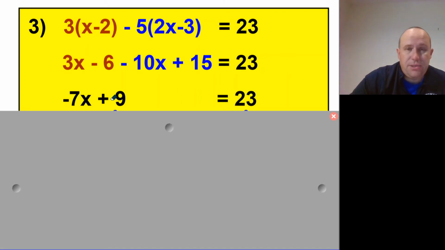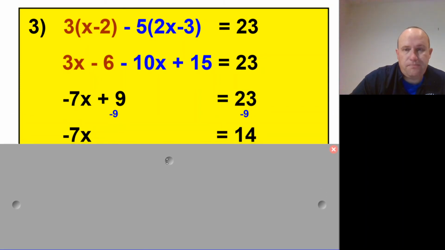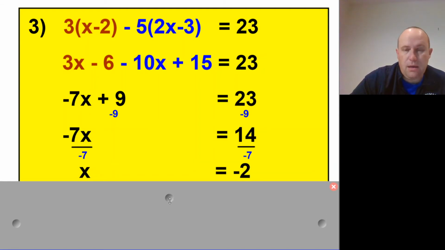From here, this is actually just a 2-step equation. Move the 9 across because we want to move it away from the x. So take away 9 from both sides, giving us 14. And then last step, remember not plus 7, you're timesing by negative 7. So the opposite would be to divide by negative 7, giving you an answer of negative 2.